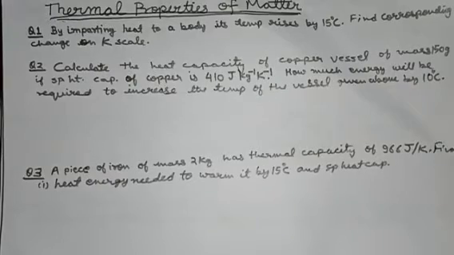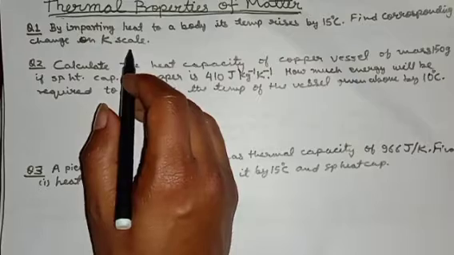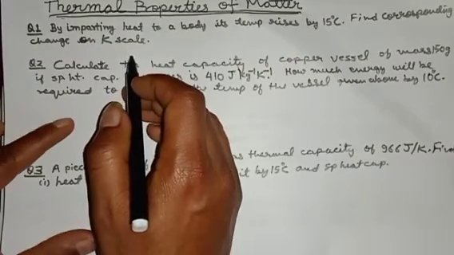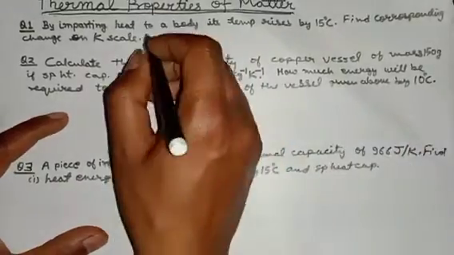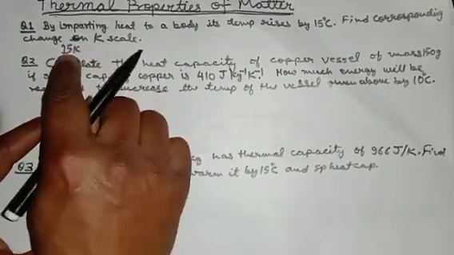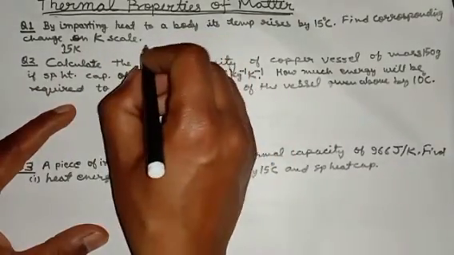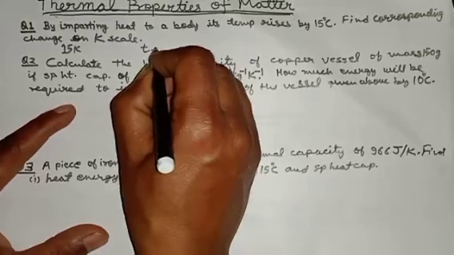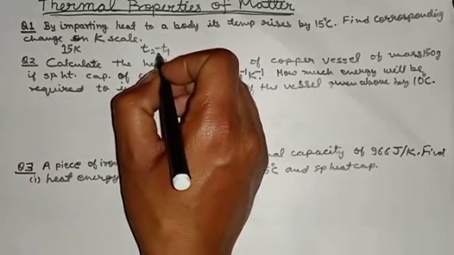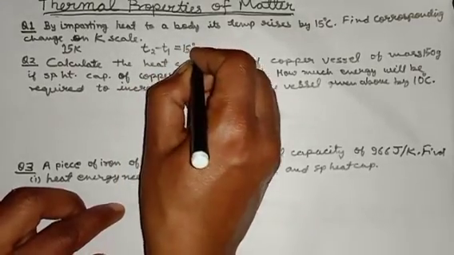So, here we go. By imparting heat to a body, its temperature rises by 15 degrees Celsius. Find the corresponding change on the Kelvin scale. It is an objective type question, so the answer is 15 Kelvin. We can directly write that, but how is it? What is given is T2 minus T1, and for small t we can say it is in the Celsius scale, so it is given 15 degrees Celsius.